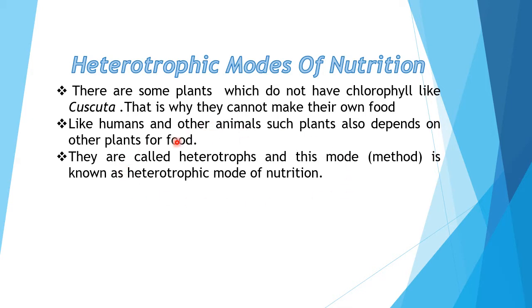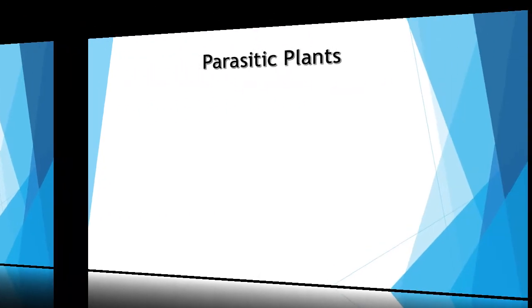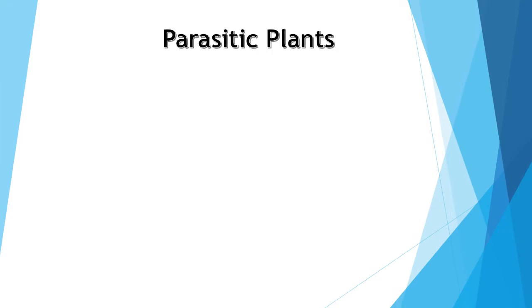Why are they called heterotrophs? Heterotrophs are those plants and animals which obtain their food with the help of other plants, that is green plants, because they do not possess their own chlorophyll, so they depend on the chlorophyll of other plants. Cuscuta is a very common example of that. So heterotrophic plants are of many kinds.